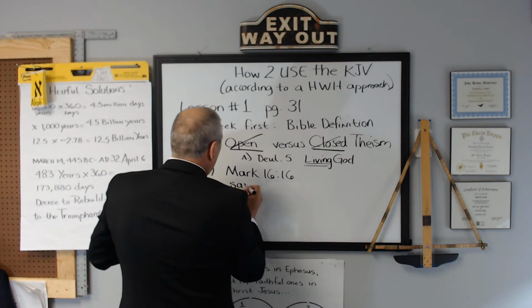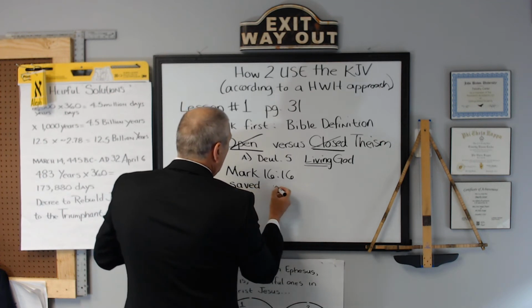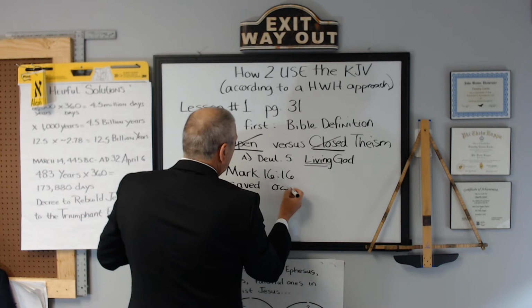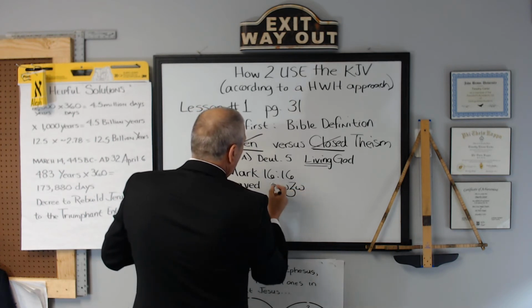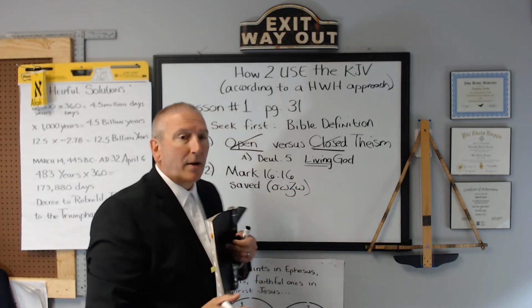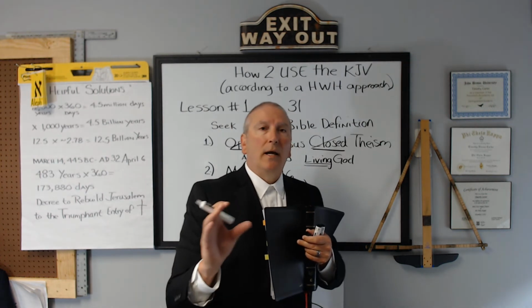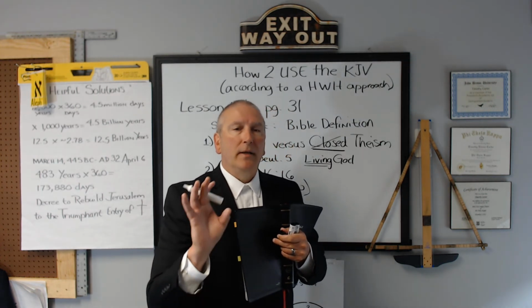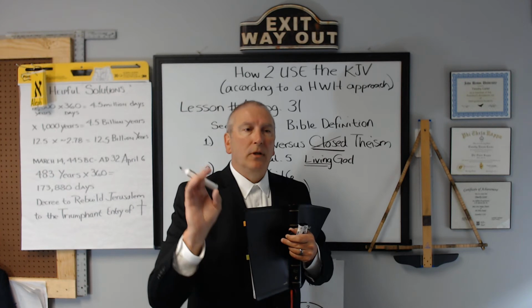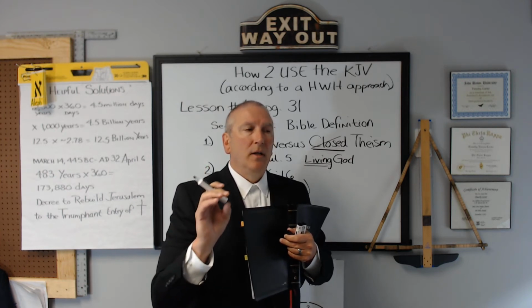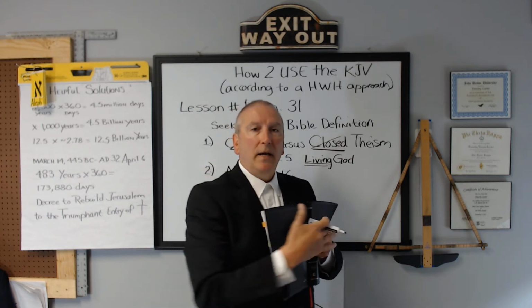Okay, so if we're going to define our terms, first of all, the word saved, and you can look this up. That's from the word sozo. You can look that up at blueletterbible.org. That's free of charge. It's an online website. You can click on it as a user of the King James Bible. You can click on that KJV version. You can scroll down and it will tell you.